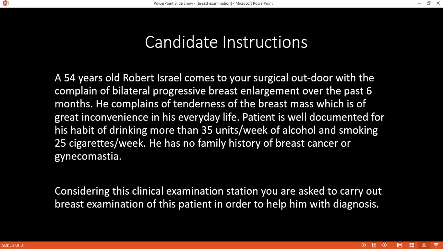Completing that, I'll switch to palpation. In palpation, I'll begin with palpation of the breast and areolar region, in a clockwise manner. I'll do the complete examination of the breast and then the areola, and then I'll palpate the tail of the breast. Then I'll switch to palpation of the axilla.